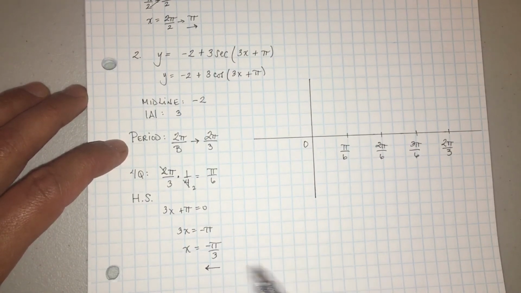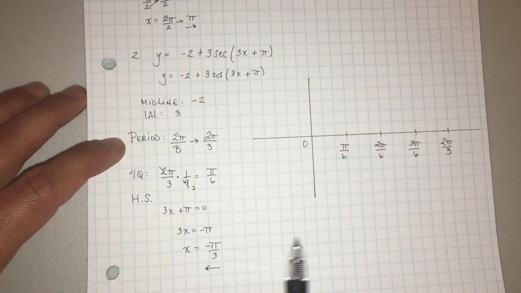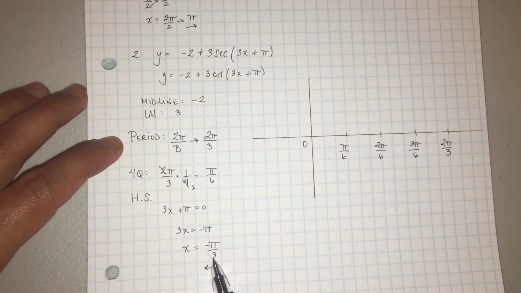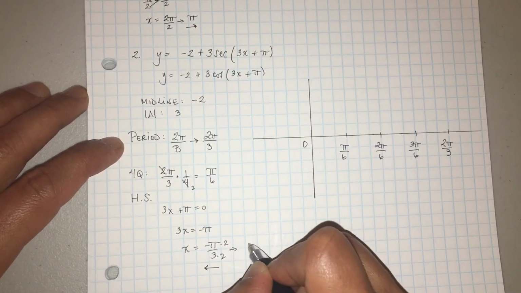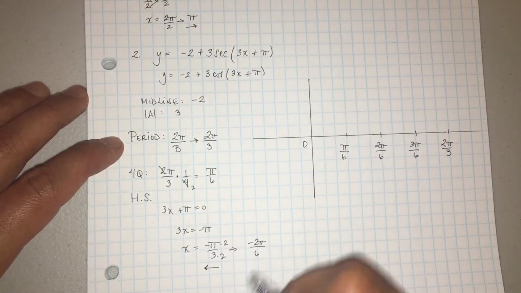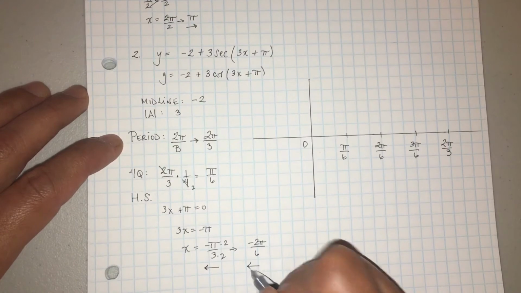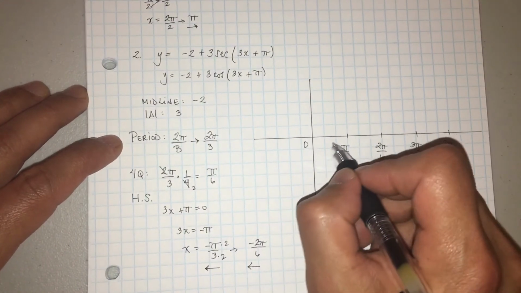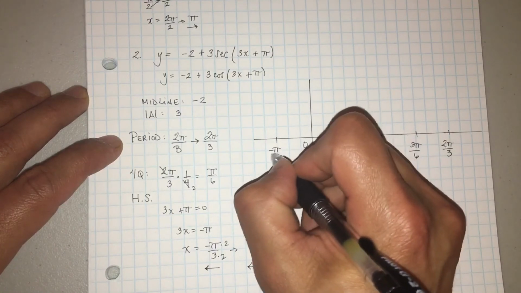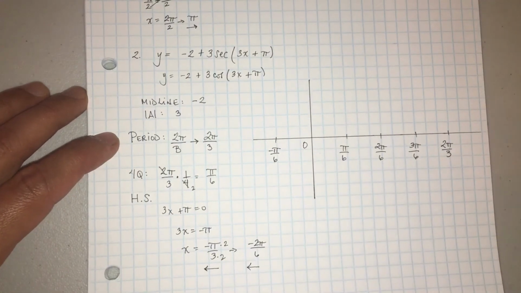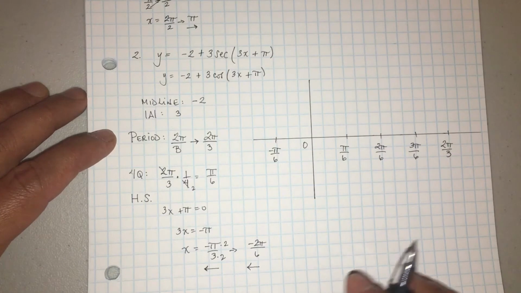There's a problem though. You see how these guys are in 6s? Okay, well, we're going to actually change this guy to be a 6. Well, how do you do that? We're going to multiply the bottom and the top by 2. So this is going to be negative 2 pi over 6. That means we're going to move them actually 2 steps to the left. So let's see here. 1, 2, 3, 1, 2, 3. So this would be negative pi over 6. Okay. And now we can start graphing.